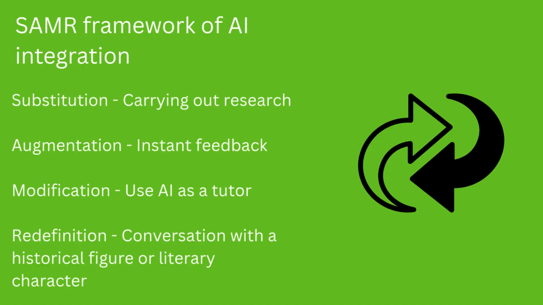We can think of it in a modification context, that is to say, we can use AI as a tutor. And redefinition is where we're using it in a way that we can't do any other way. For example, having a conversation with a simulation of a historical figure or a literary character, really redefining what we can do with artificial intelligence.